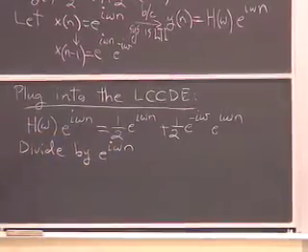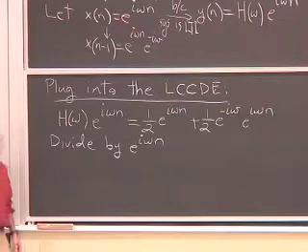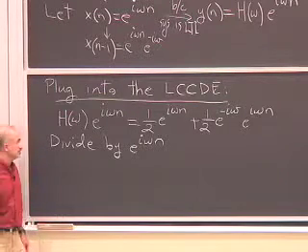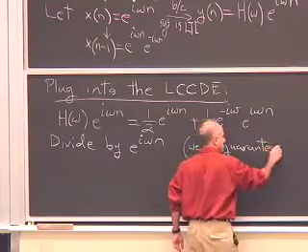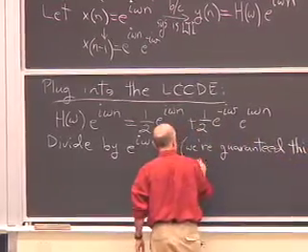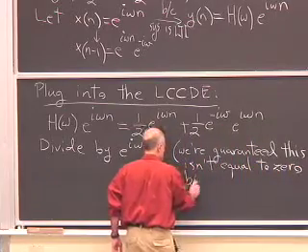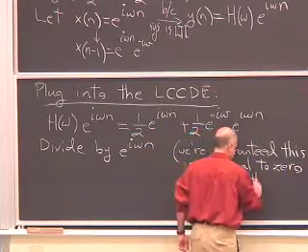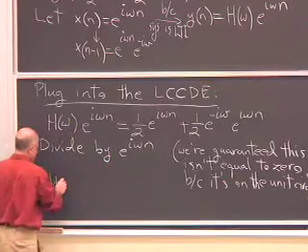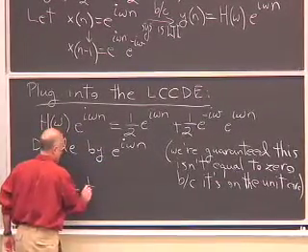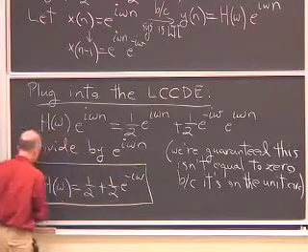Now, how do I make sure that that's not 0? Can it ever be 0? Why? It's always on the unit circle. We're guaranteed this isn't equal to 0 because it's on the unit circle. So when I do that, I get H of omega equals 1/2 plus 1/2 e to the minus i omega. That's exactly what I had before.